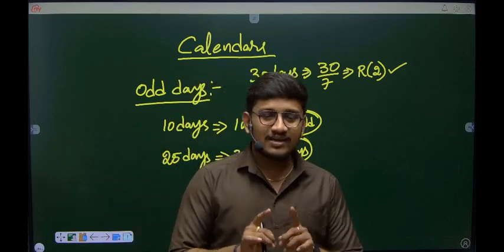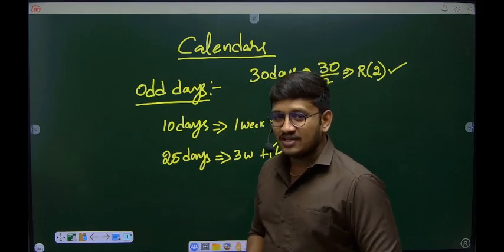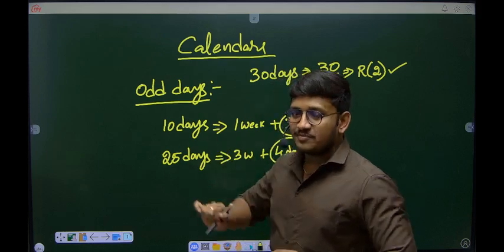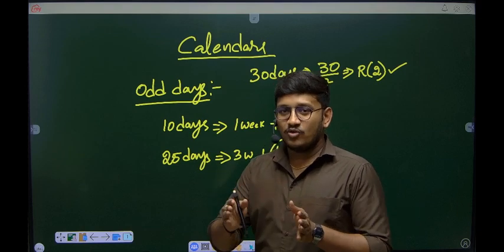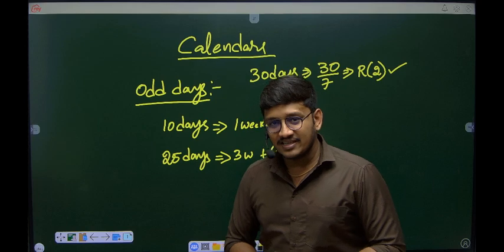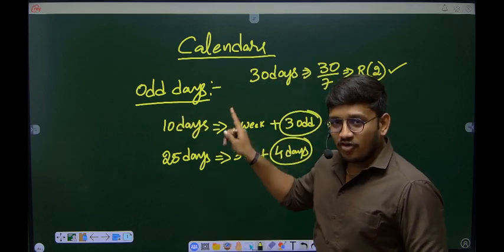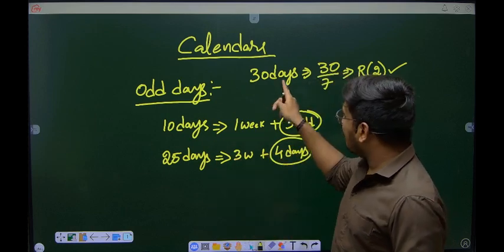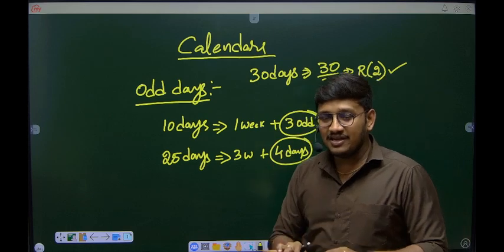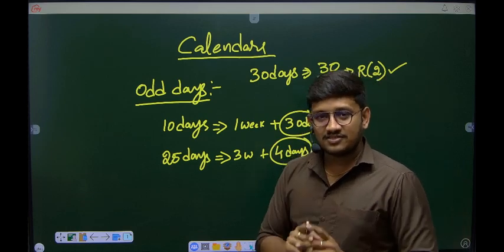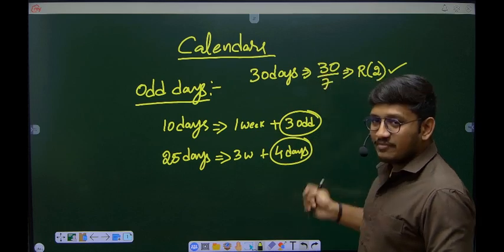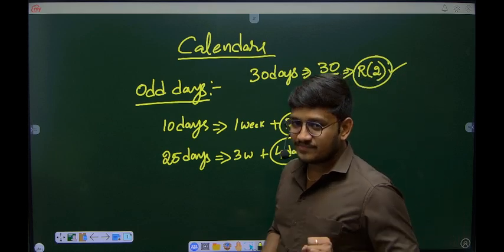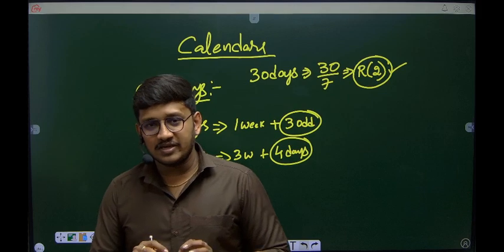I hope you have a clear idea about what is meant by odd days. Guys, whenever you have any doubt on a particular point, you can ask me on the spot. Be clear about all the points we are discussing in the class. So odd days means after forming weeks, whatever remains, or else when you divide the number by 7. Why are we dividing by 7? Because a week has 7 days. So when you divide 30 by 7, the remainder we get is called odd days. I hope you are all clear about this point.